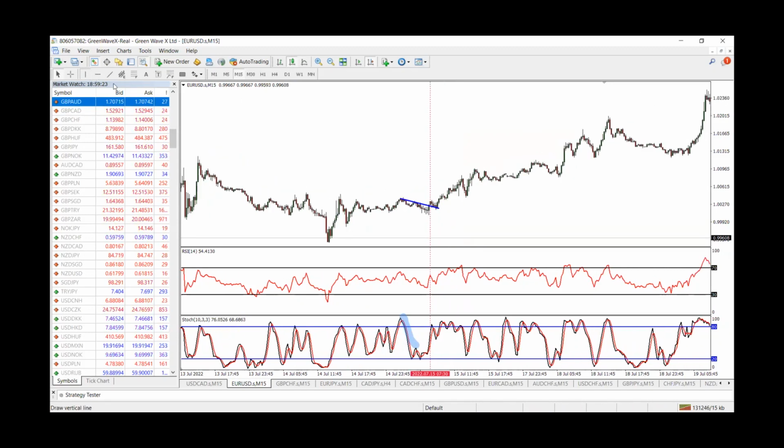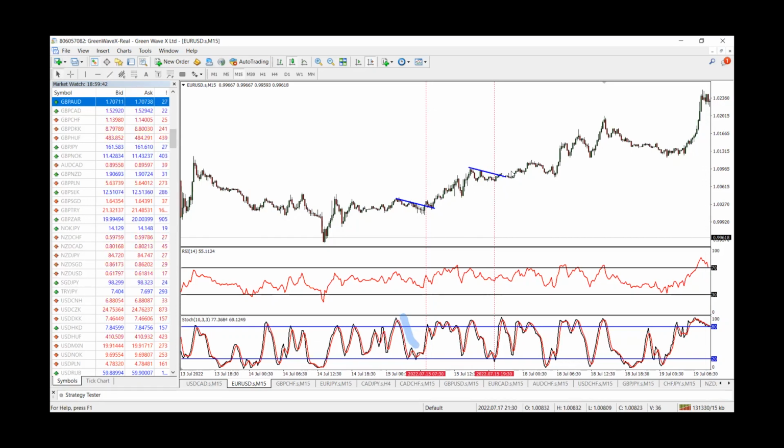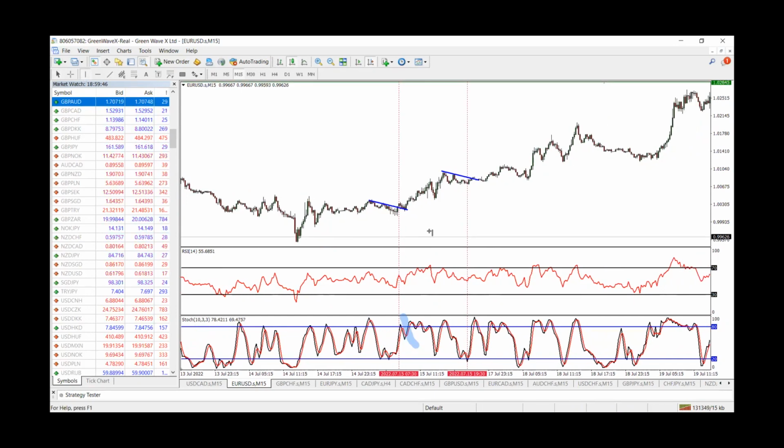Where do we have the next oversold? Remember, I'll be ignoring the overbought. When do I have the next one? I have the next one here. This oversold here. The RSI is not giving us anything because these corrections are very tiny. And I put my trend line again. It breaks upward. I buy again. I make money. You can see 2 consecutive winners.